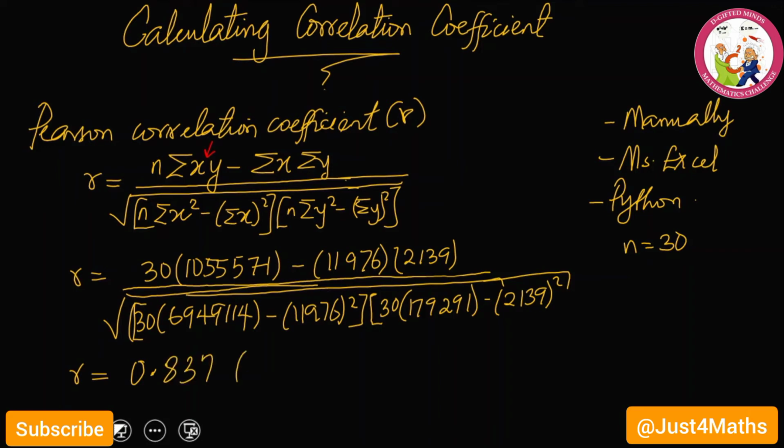0.837 to 3 significant figures. When you approximate this value to 3 significant figures, you arrive at 0.837. This shows that x and y are positively related. Okay, having said that, now this is how to compute correlation coefficient, Pearson's correlation coefficient, by manual process.